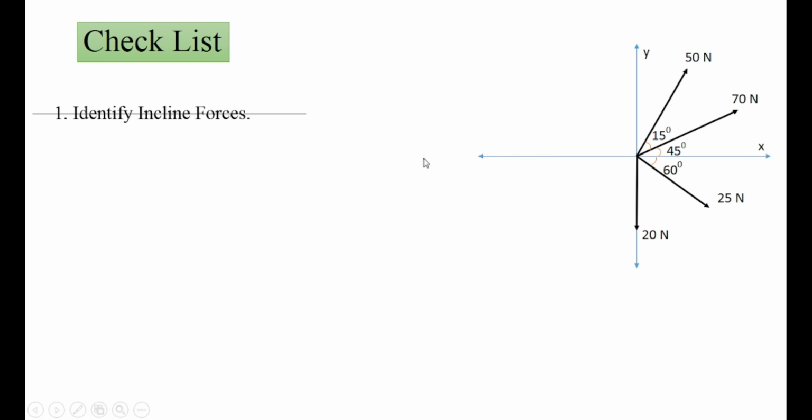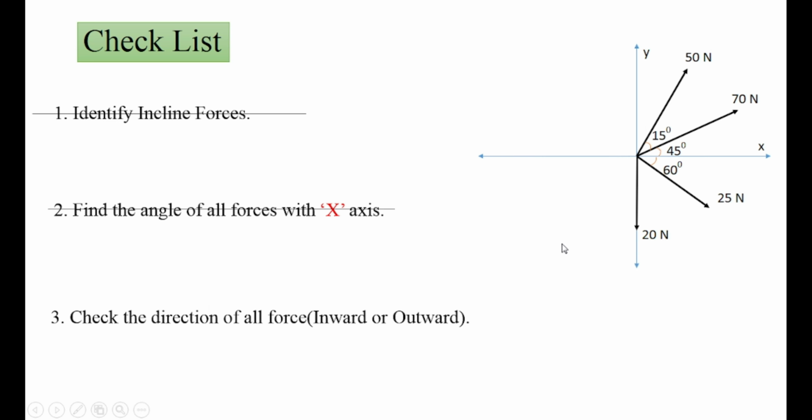Then find the angle of all forces with the x-axis. 70 Newton is making an angle of 45 degrees with the x-axis. The angle of 15 Newton is given with respect to 70 Newton, so we should convert it with respect to the x-axis. So the total angle of 15 Newton is 15 plus 45, so it is 60 degrees. 25 Newton is making an angle of 60 degrees with the horizontal. So we have calculated the angle of all the forces with the horizontal.